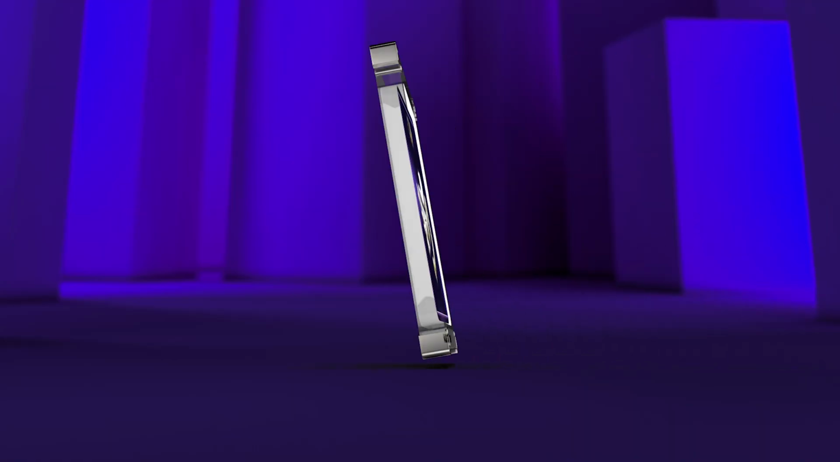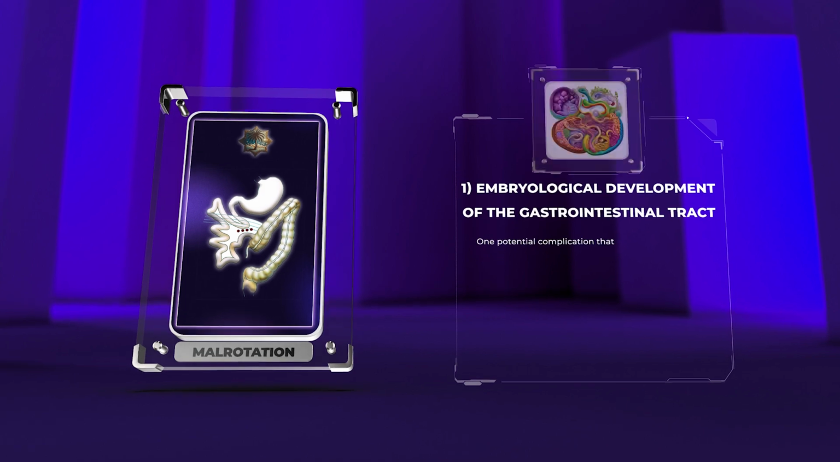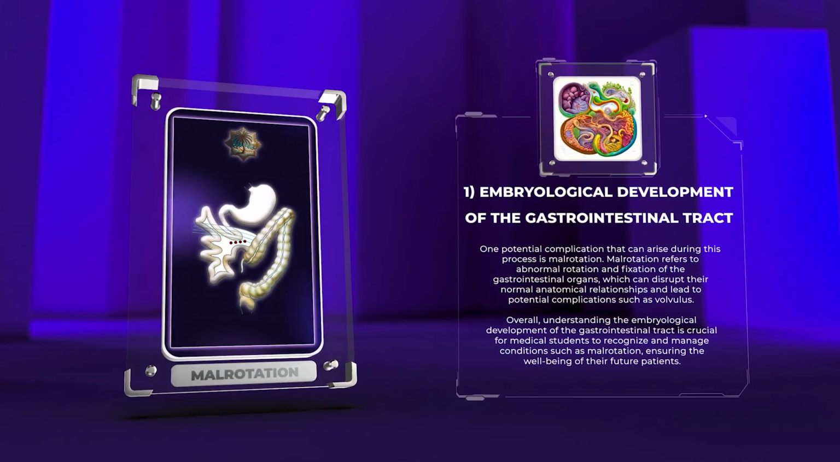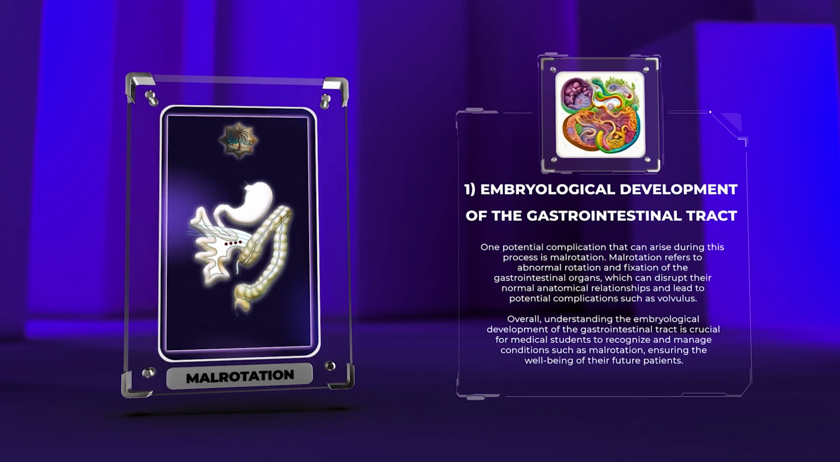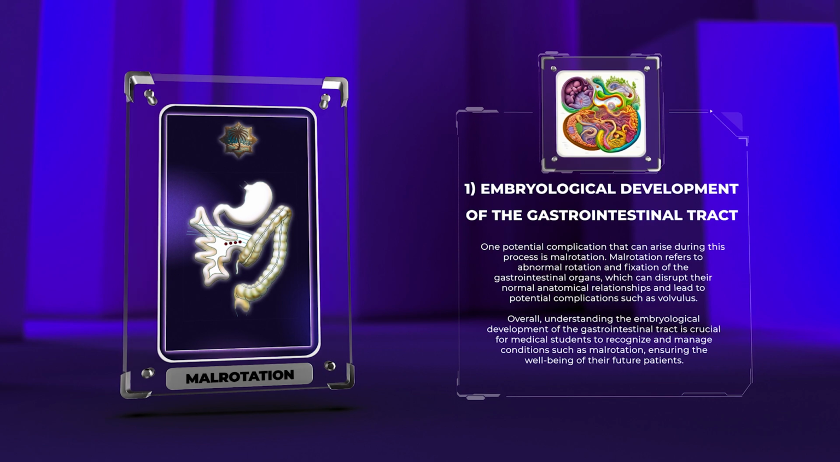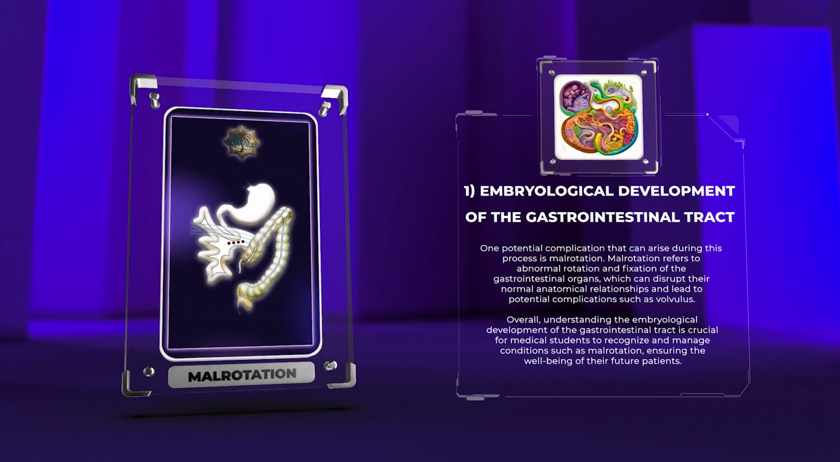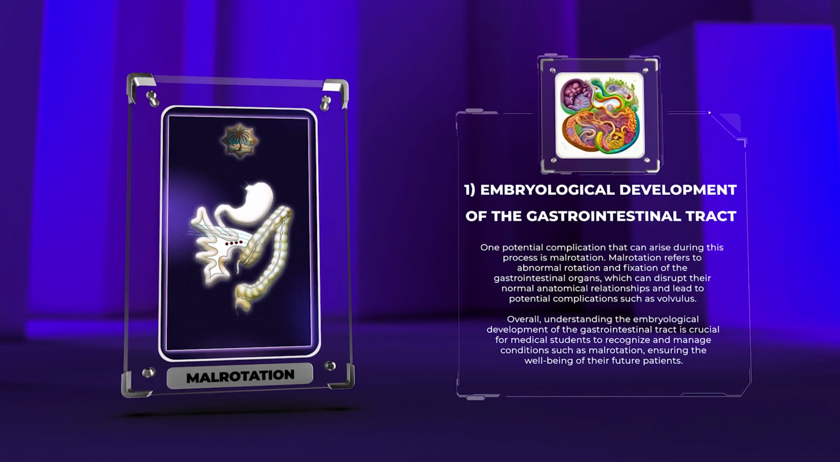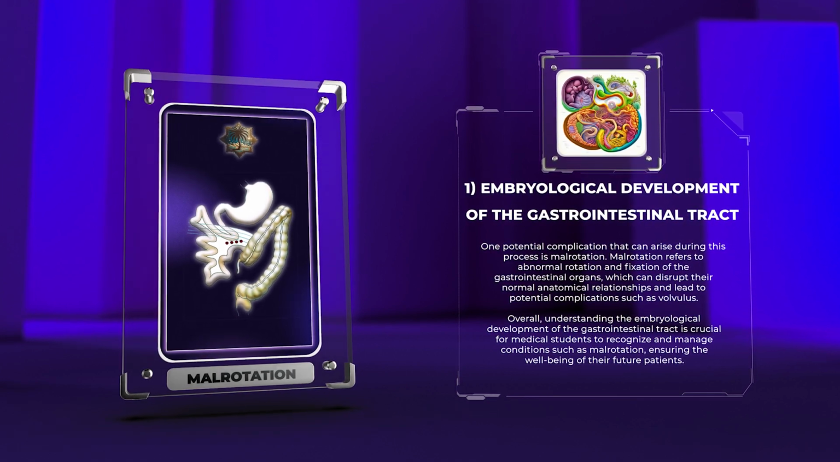One potential complication that can arise during this process is malrotation. Malrotation refers to abnormal rotation and fixation of the gastrointestinal organs, which can disrupt their normal anatomical relationships and lead to potential complications such as volvulus. Overall, understanding the embryological development of the gastrointestinal tract is crucial for medical students to recognize and manage conditions such as malrotation, ensuring the well-being of their future patients.